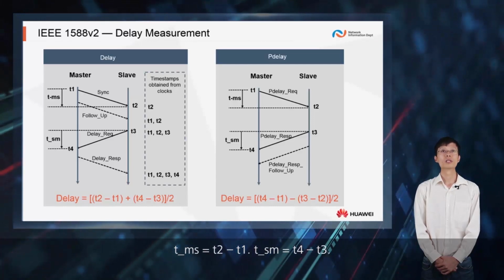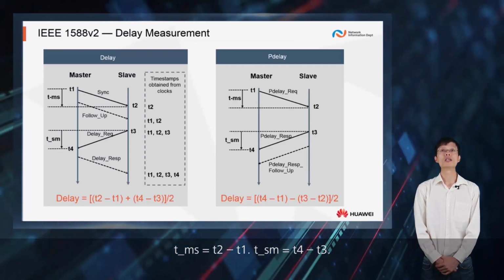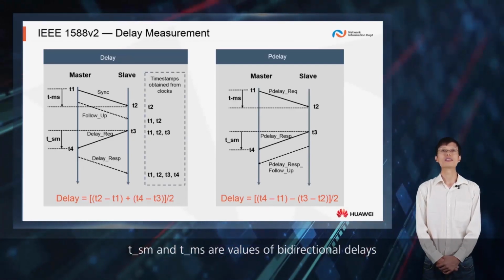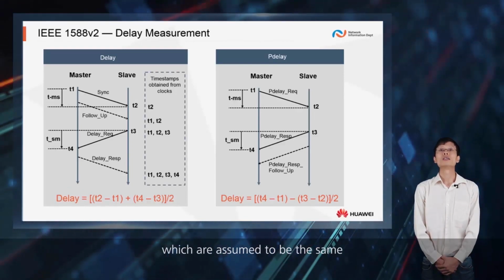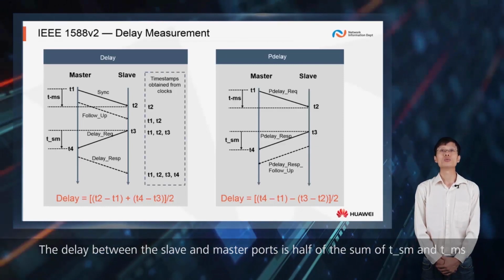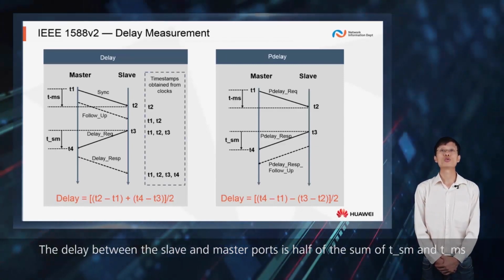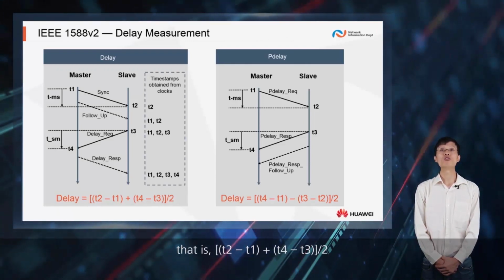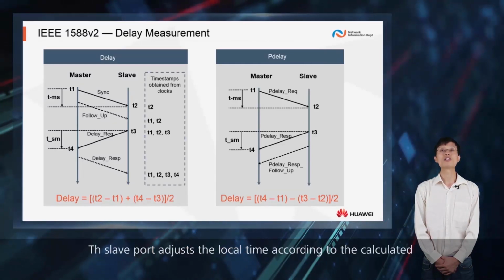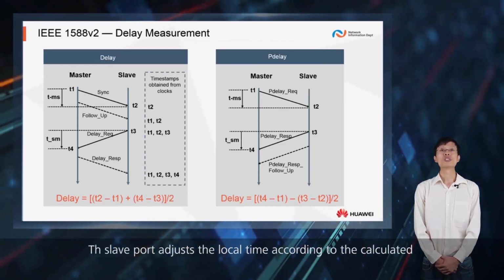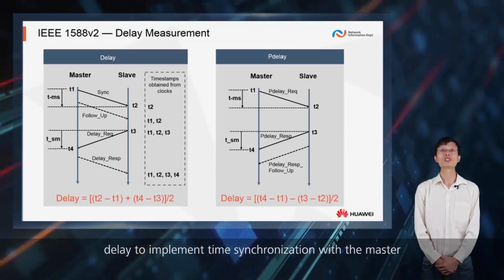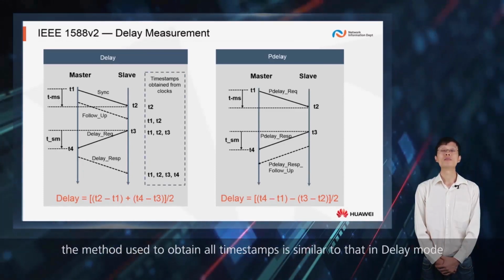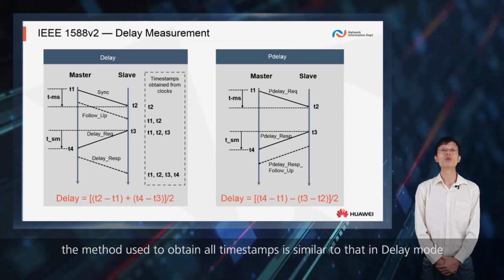TMS equals T2 minus T1. TSM equals T4 minus T3. TSM and TMS are values of bidirectional delays, which are assumed to be the same. The delay between the slave and master ports is half of the sum of TSM and TMS. That is, T2 minus T1 plus T4 minus T3, and the sum is divided by 2. The slave port adjusts the local time according to the calculated delay to implement time synchronization with the master. In P-delay mode, the method used to obtain all timestamps is similar to that in delay mode.